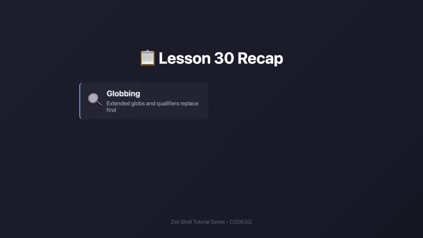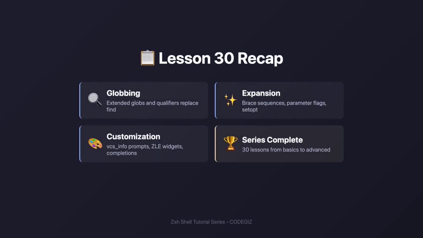Let us recap. Lesson 30. Glob qualifiers filter files by type, size, and time. Brace expansion and parameter flags transform data inline. Custom prompts with vcs_info show your Git branch. ZLE widgets and completions make your shell truly yours.